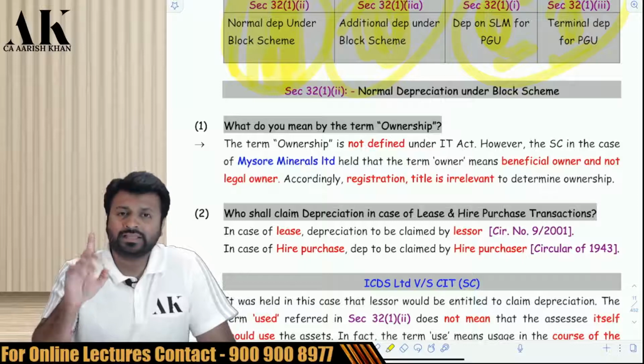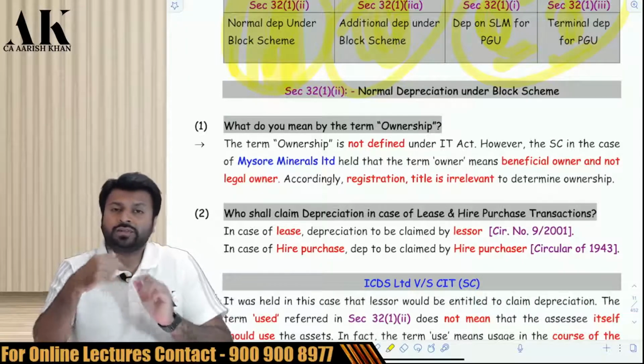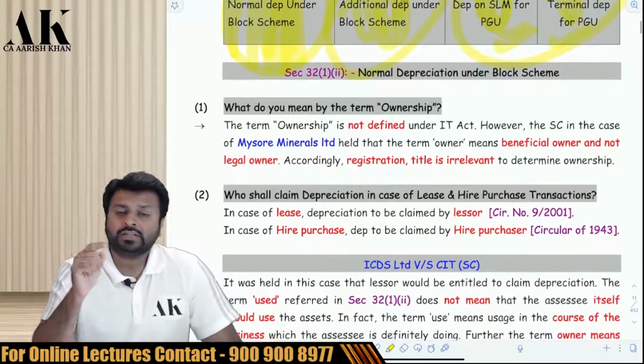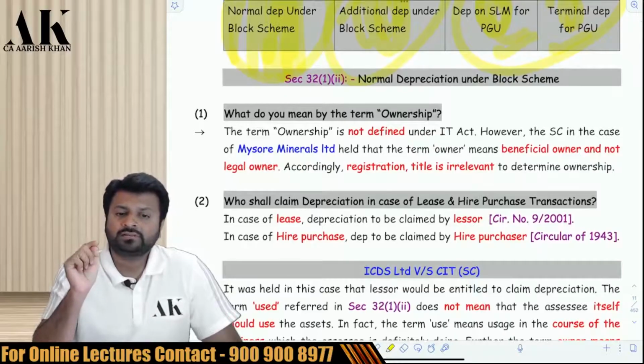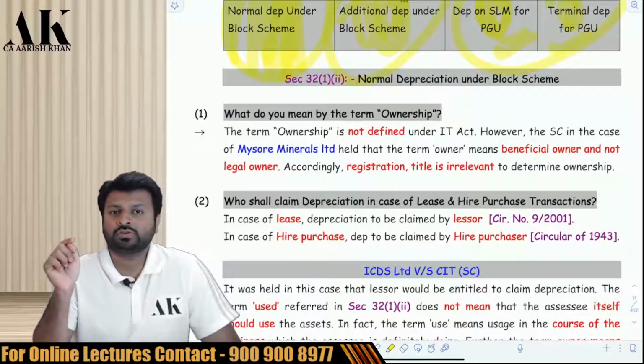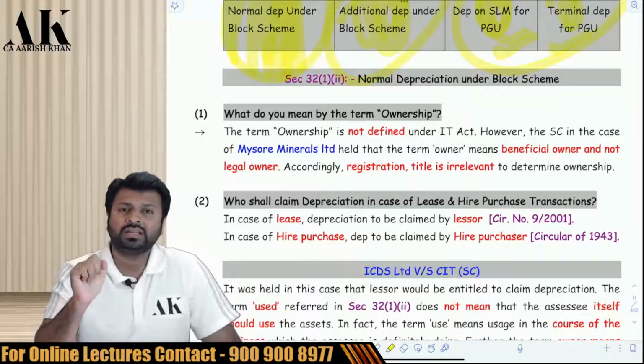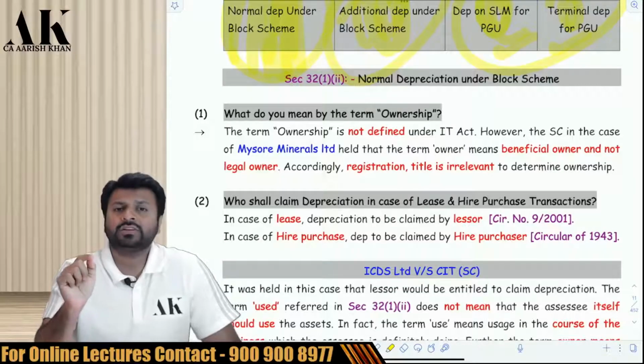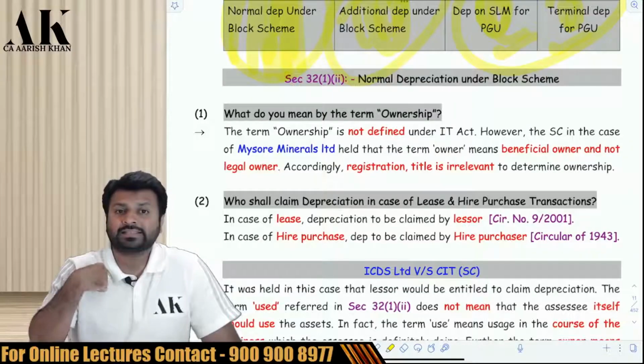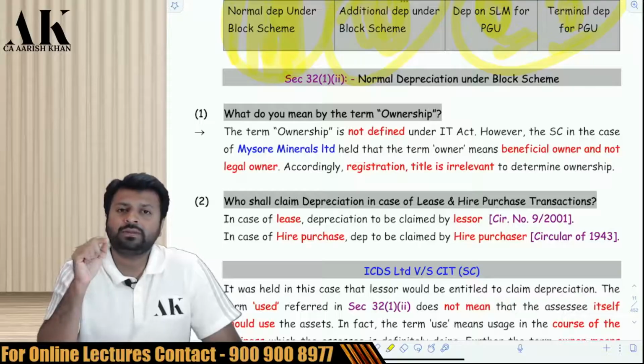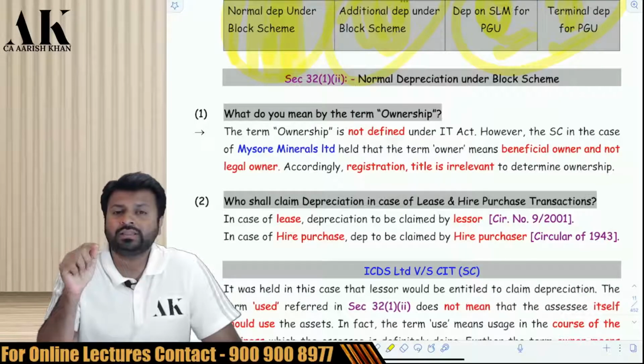Okay, first thing. Therefore, there are a few more questions which will arise. First, in case of lease transaction, who will be the owner? As per the CBDT circular issued in 2001, 9/2001, in case of lease transaction, the lessor, the one who gives on lease, will be eligible to claim depreciation. Okay, he will be the owner.